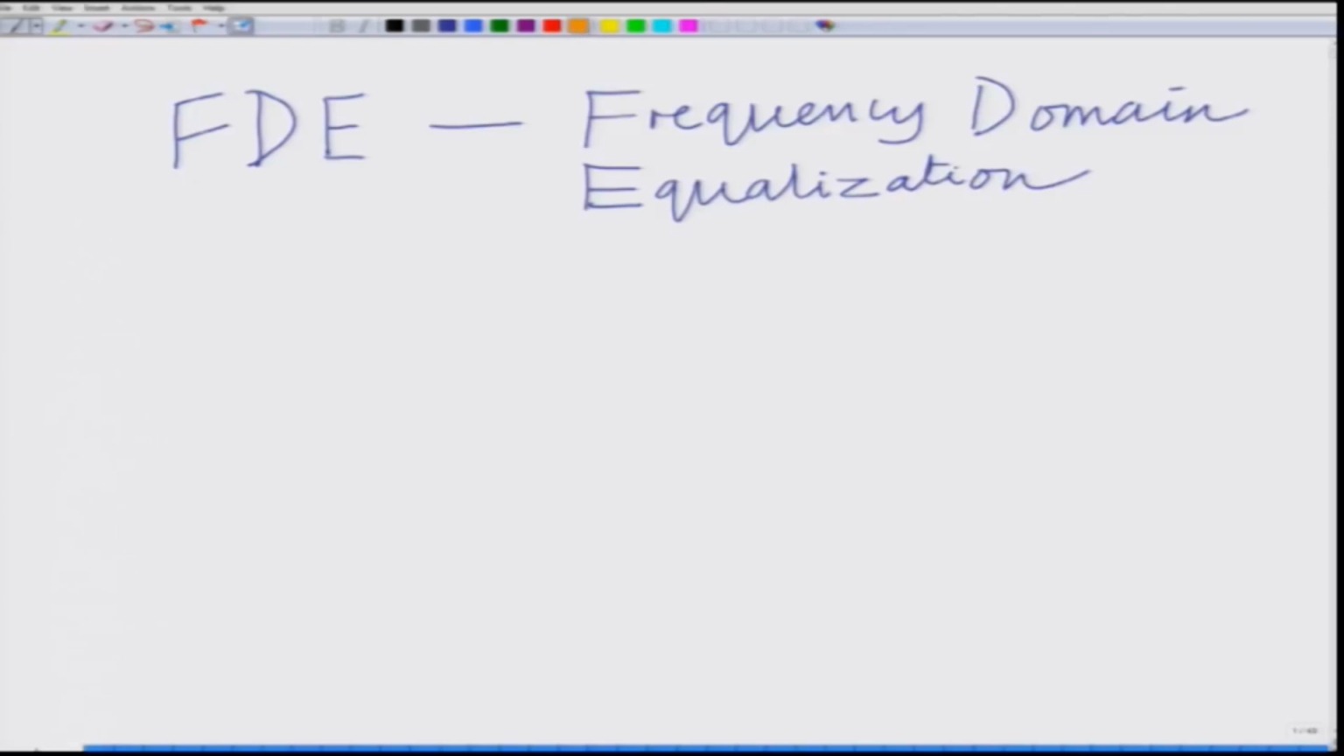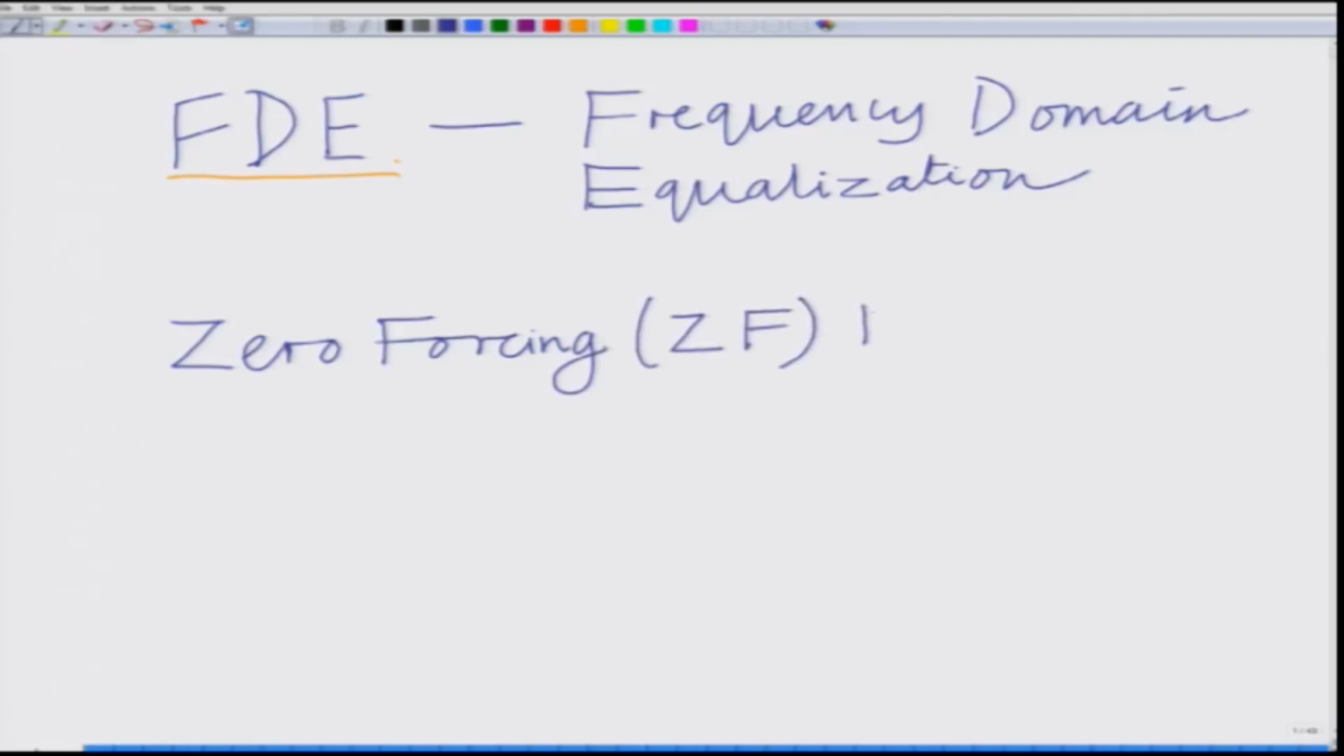Frequency domain equalization, FDE, right? This is FDE, and this is basically an alternative to what we have seen previously, that is your zero forcing equalizer, which is a time domain equalization technique. So previously we have also seen the zero forcing equalizer, and you can think of the zero forcing equalizer as basically a time domain equalizer.